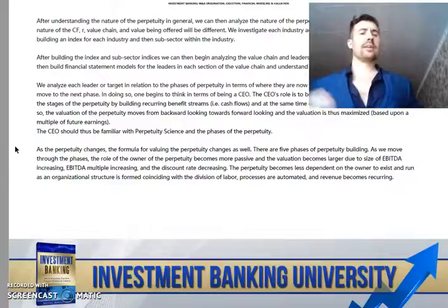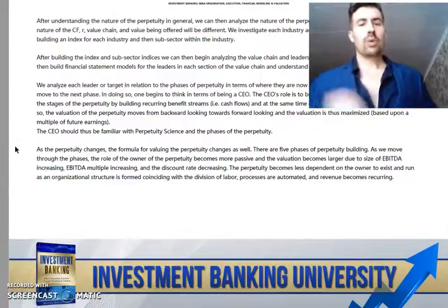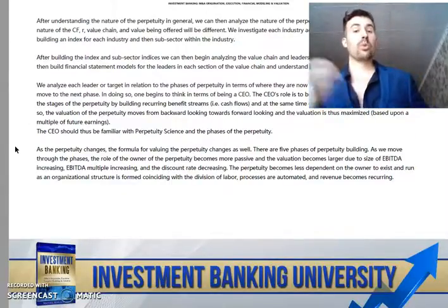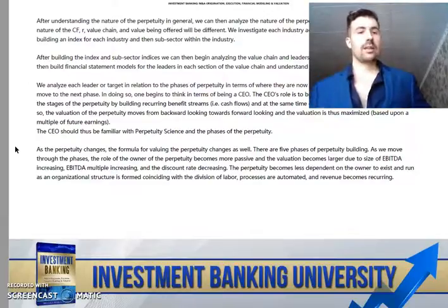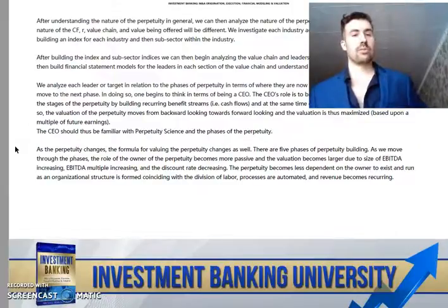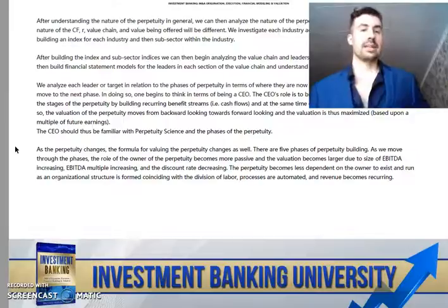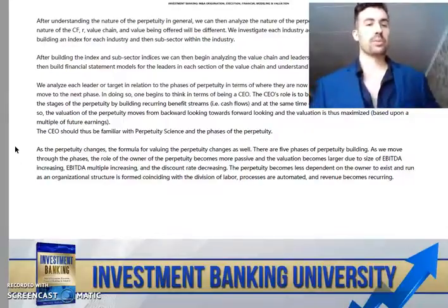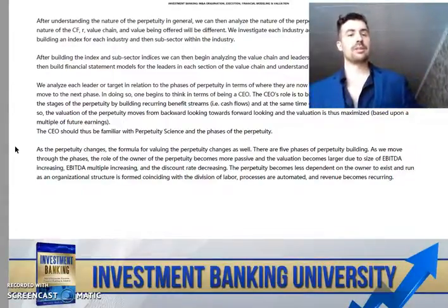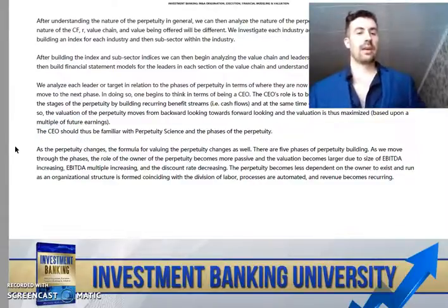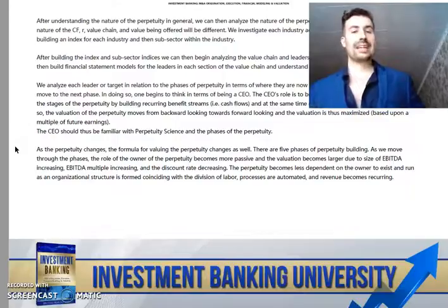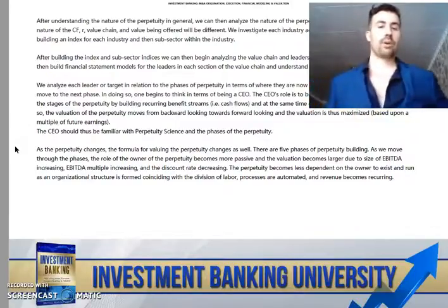So after understanding the nature of the perpetuity in general, we can then analyze the nature of the perpetuity within a given industry. The nature of the cash flow, the benefit stream, R, the variation in that benefit stream, and the value chain and value being offered will in fact be different. We investigate each industry according to these variables by building an index for the industry and then a subsector index within that industry. After building the index and the subsector indices, we can then begin analyzing the value chain and leaders within each part of the value chain.